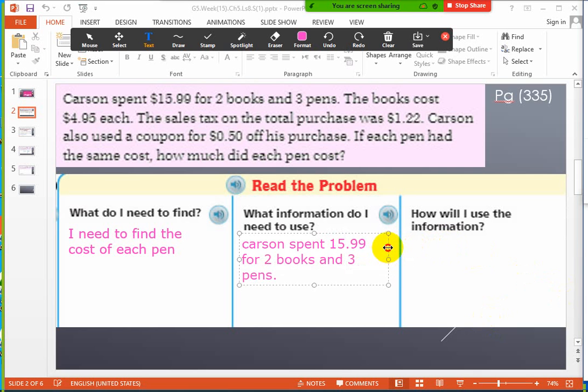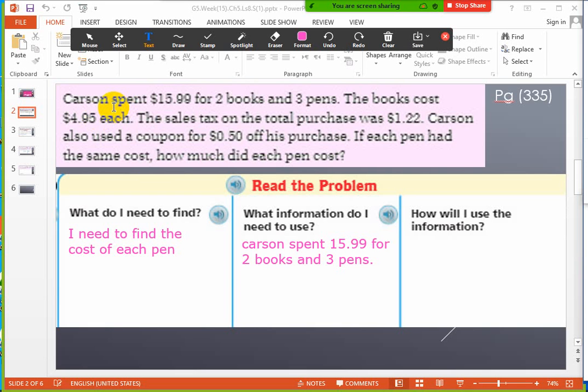Now, what about the second one? Each book costs $4.95. Girls, I want you to write the answers with me, because when I finish I will go to the next step. I will not wait because we don't have time. So please write with me, okay? The second one is the cost for each book. Each book costs $4.95.